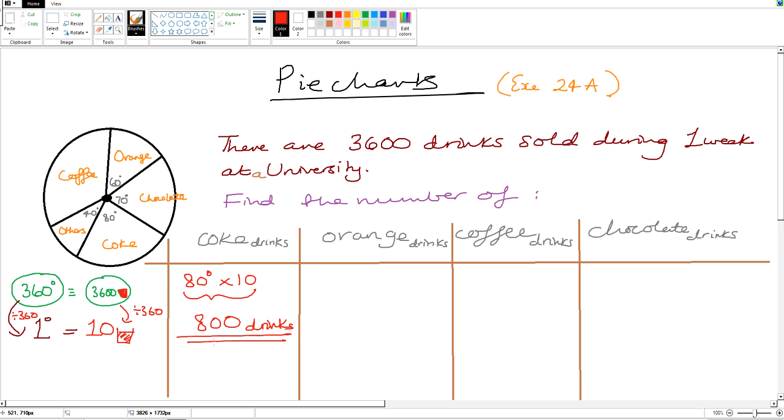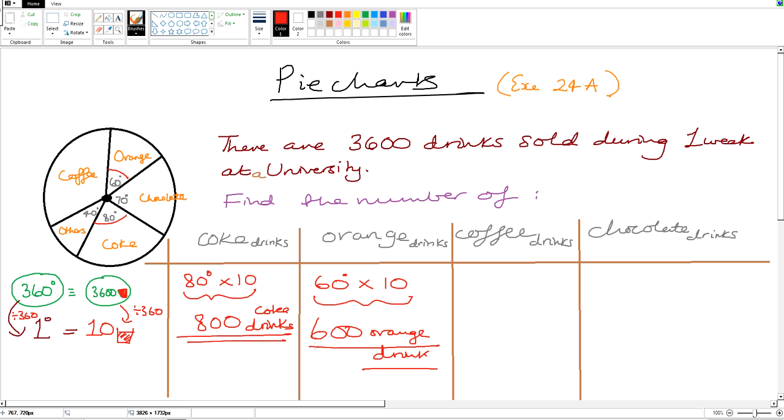Lovely. Now orange drinks, if you look over here, oranges was how many? 60 degrees, and each degree was 10 drinks. So that will give us what? 60 times 10, which is 600 orange drinks. So that is not a good drawing of juice.